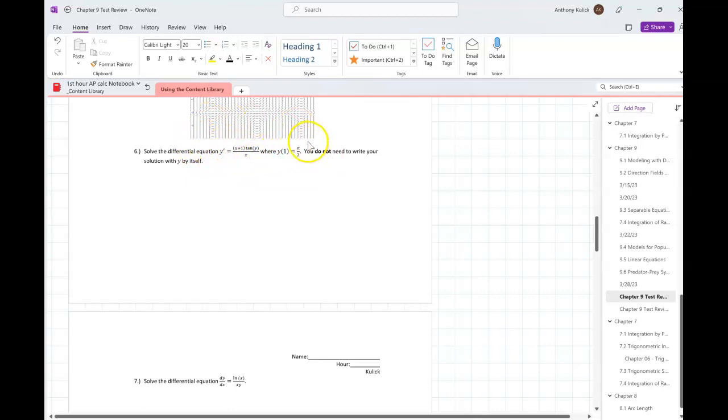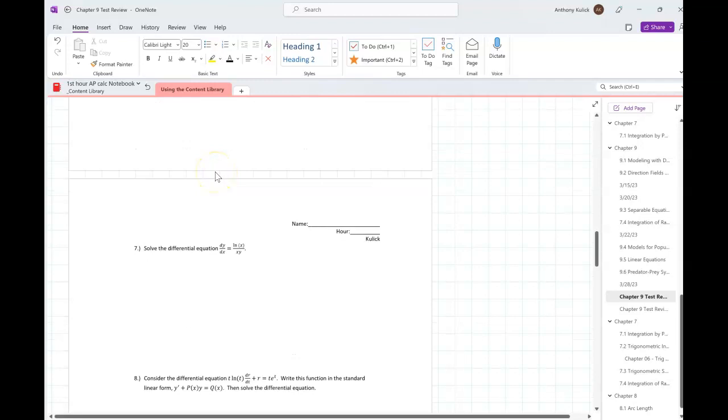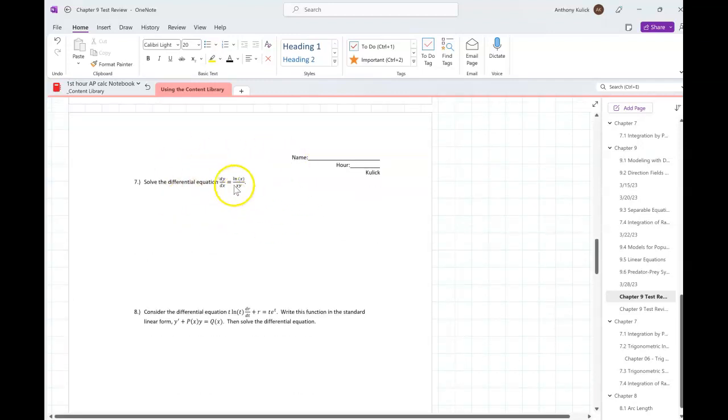Solve the differential equation with the initial condition given. Here I say you do not need to write your answer with y by itself. You'll find that it's actually going to be unreasonable to try to do that, even if you wanted to. Solve a differential equation without initial condition. Here you should get the y by itself. It should be pretty easy to do that.